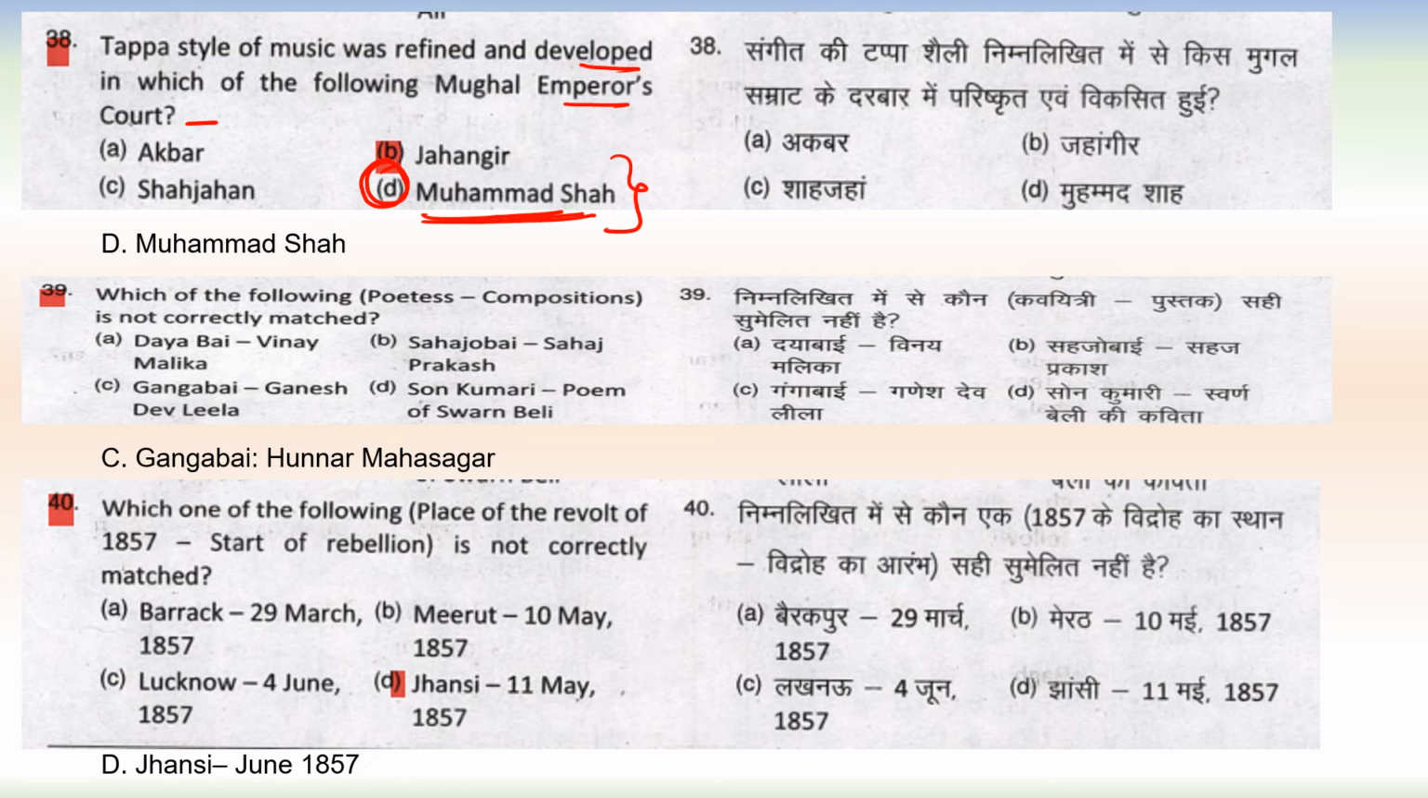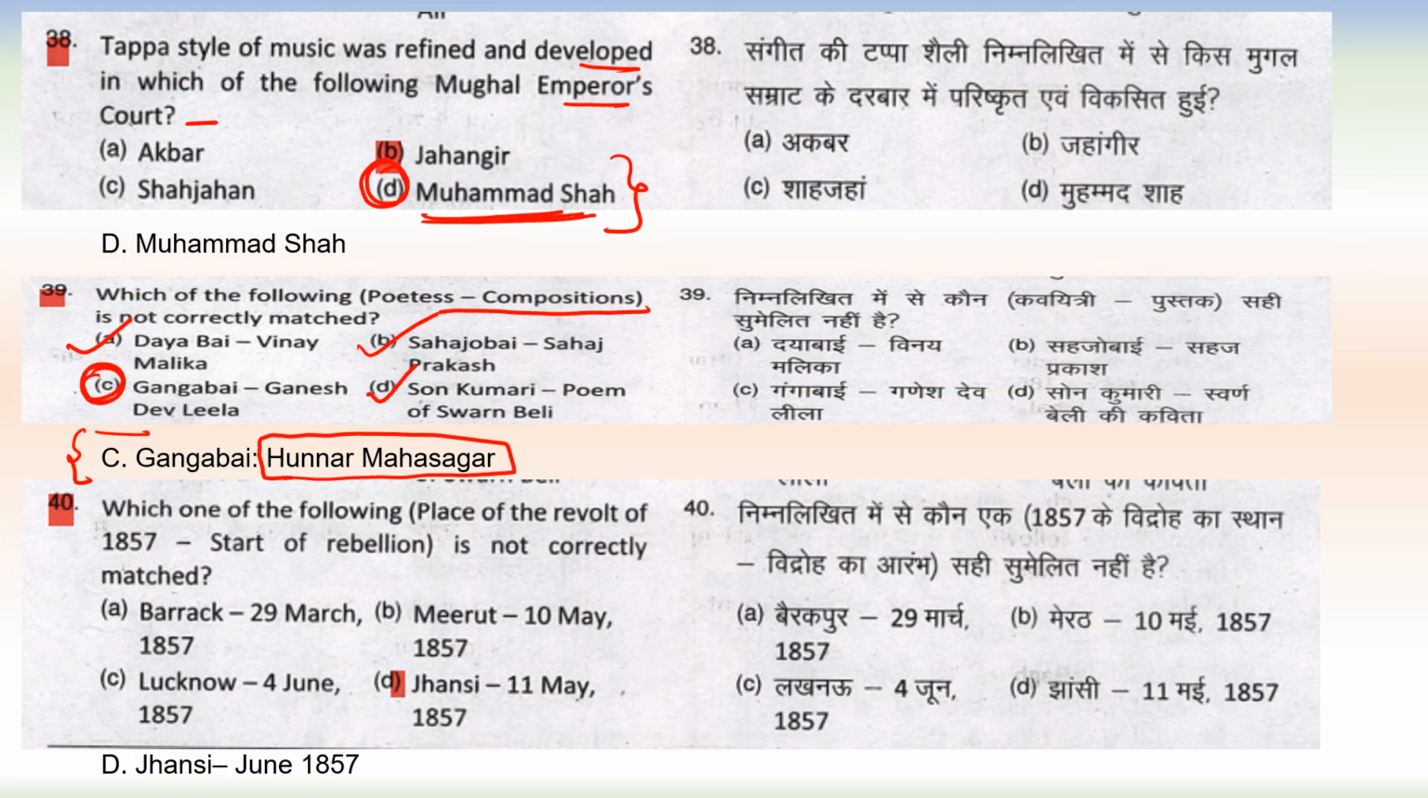Next one. Which of the following poets and compositions is not correctly matched? Dayabai, Vinay Malika, correct. Sahajo by Sahaj Prakash, correct. Gangabai is famous for Hunar Mahasagar. So she has written this Hunar Mahasagar. So Hunar Mahasagar of Gangabai is famous. So this is not correctly matched. So this is our answer. Answer C. Answer D. Son Kumari, poem of Swarn Beli. This is also correct.